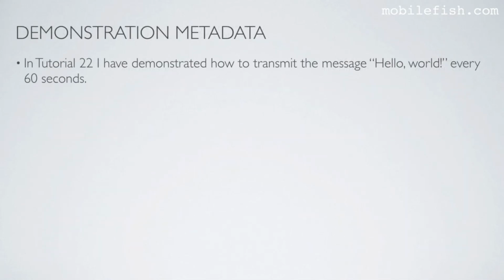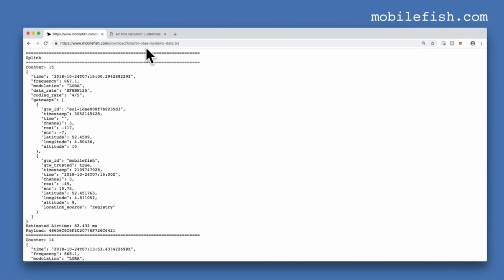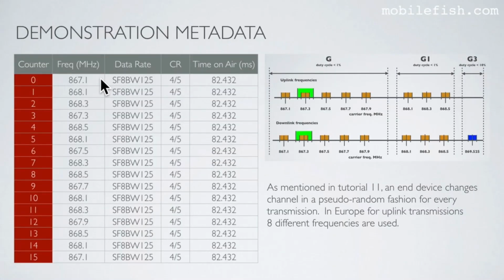In tutorial 22, I demonstrated how to transmit the message Hello World every 60 seconds. The metadata displayed in the Things Network console during the demonstration can be found at this location. The relevant metadata can be found in this table, such as frequency and data rate.